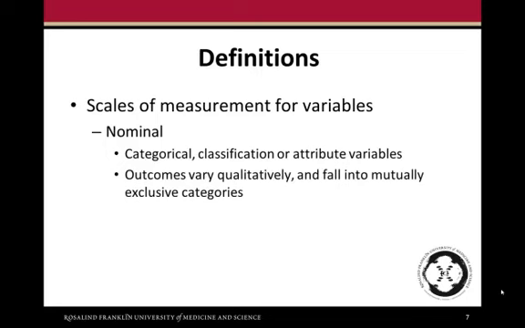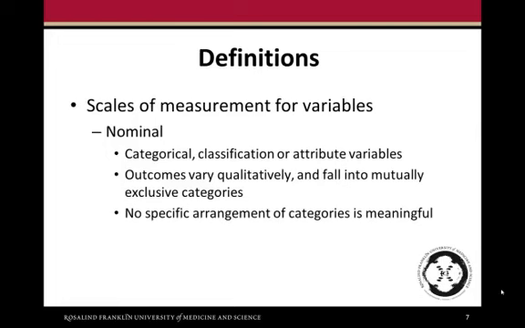And in these cases, the outcomes can vary qualitatively and fall into mutually exclusive categories, right? So if you're looking at color and you have a series of different colors, it can only be one or the other. Or if it's examining the presence or absence of a trait, it's either there or it's not. And no specific arrangement of categories is actually meaningful. So, for instance, again, with the color example, you can arrange those in any order that you want. For nominal variables, it doesn't actually mean anything. So you cannot manipulate nominal variables mathematically, and even if numbers are assigned to these categories, they are arbitrary and do not have any real meaning.